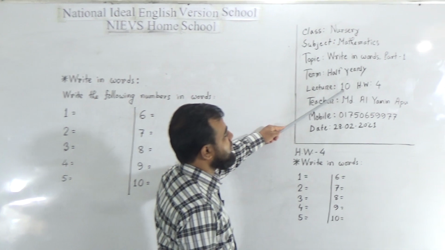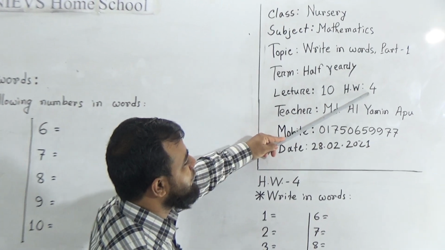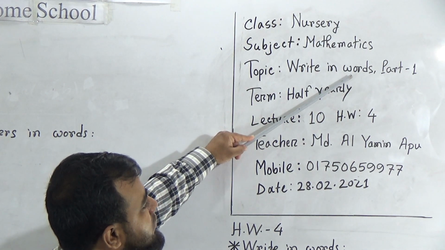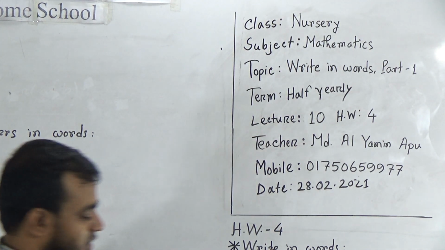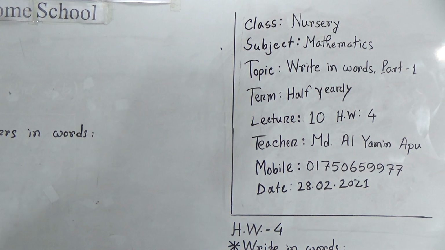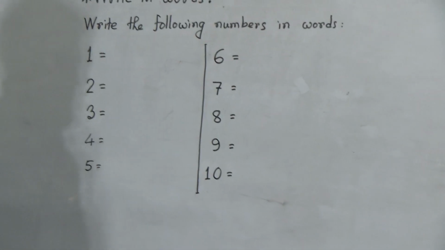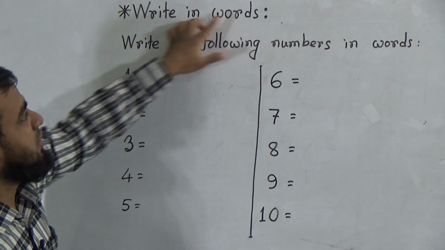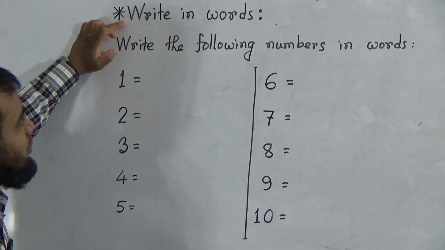You have a homework, my dear students. Your homework number is 4. And I repeat, our topic is write in words, part 1. Okay, my dear students, now look at the board. It's a very easy topic, but it's a fast topic. This is our topic, write in words.